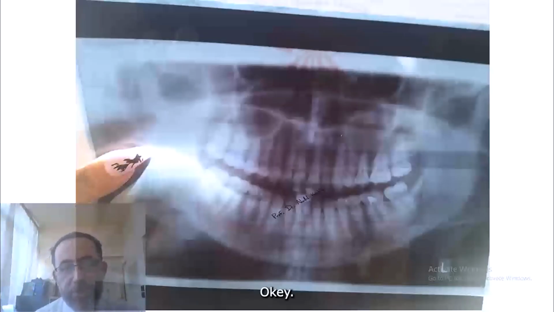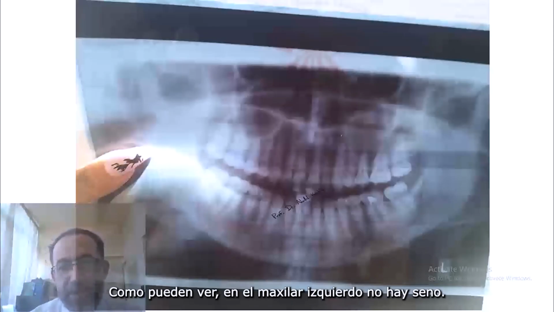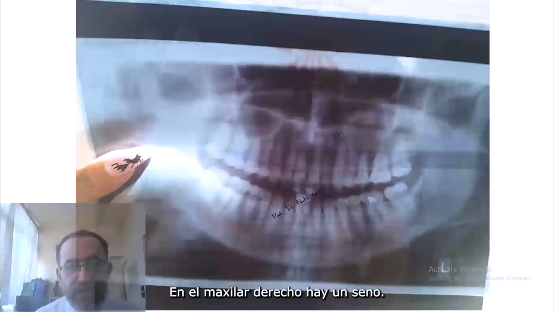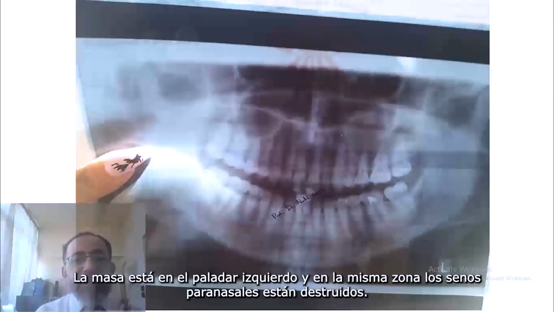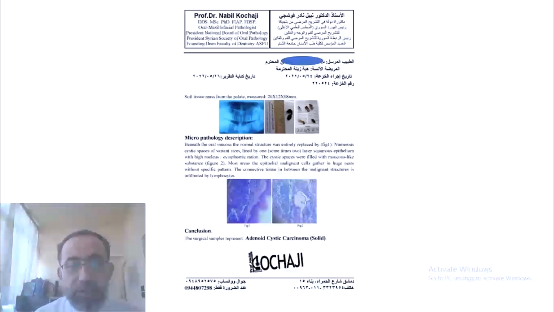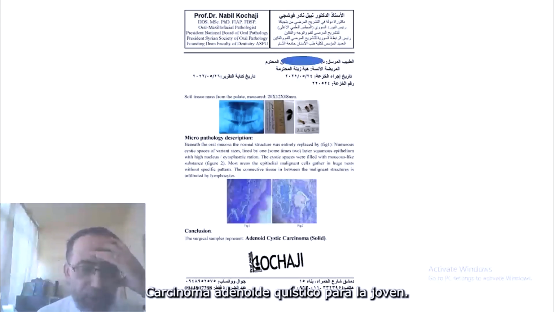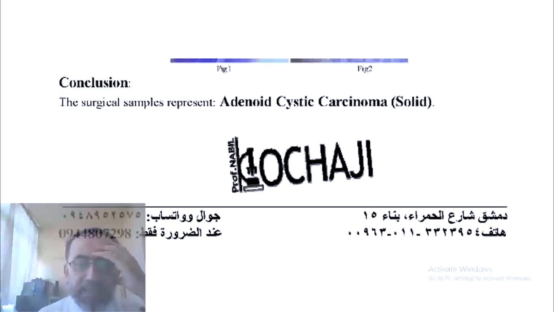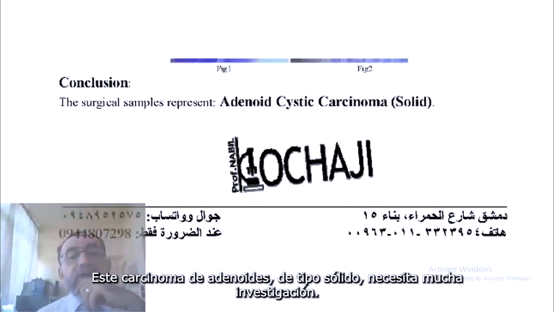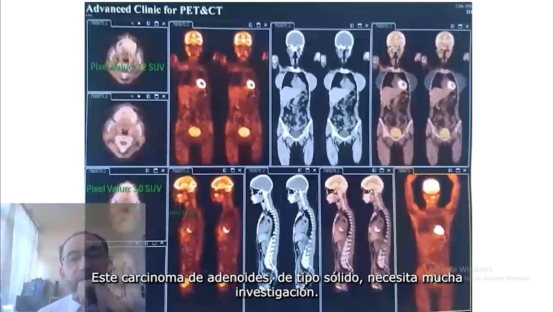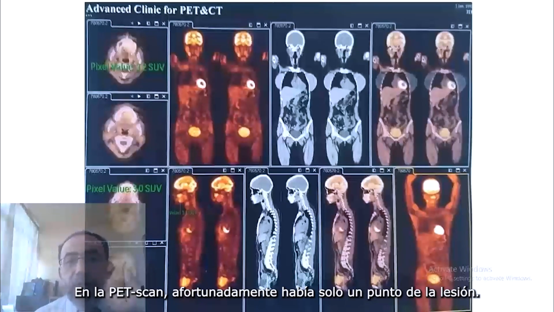as you see, in the left maxilla, there is no sinus. In the right maxilla, there is a sinus. That's a big bad sign. The mass is in the left palate, and in the same area, the sinus is destroyed. Incisional biopsy. Bad news. Adenoid cystic carcinoma in a young lady. This adenoid cystic carcinoma, a solid type, needs a lot of ongoing research. On PET scan, hopefully, there was only one spot of the lesion.